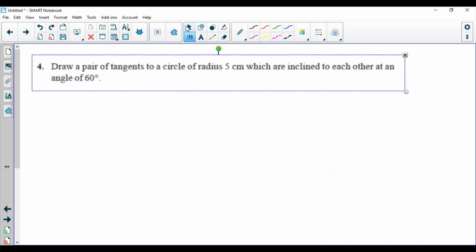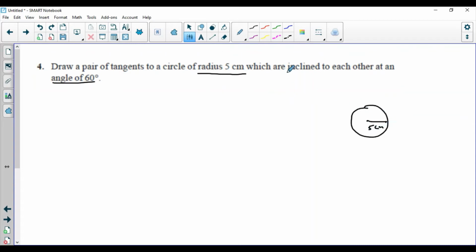For the next question, draw a pair of tangents to a circle of radius 5 centimeter, which are inclined to each other at an angle of 60 degree. Okay, so here also we have to recall the theorems from the circle chapter. So this is the circle of radius 5 centimeter. We have to draw tangents. Okay, suppose these are the tangents, and it is given that this angle is 60 degree.